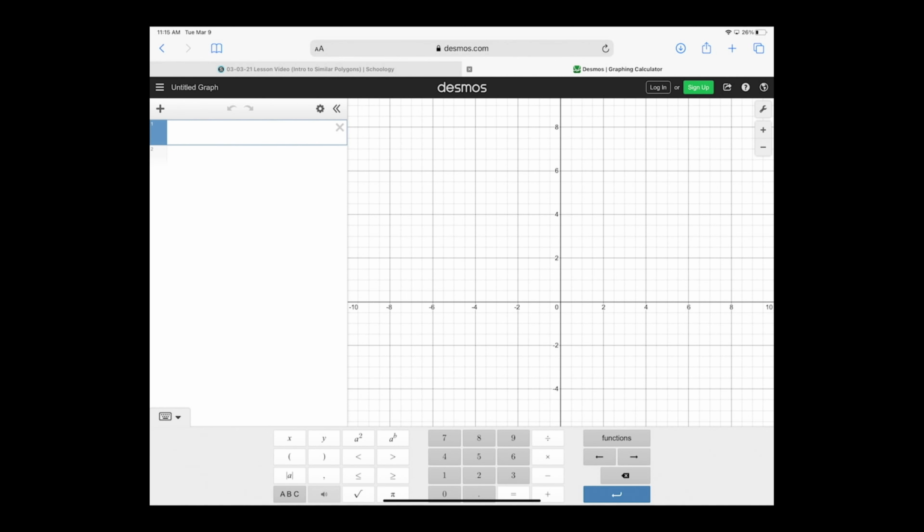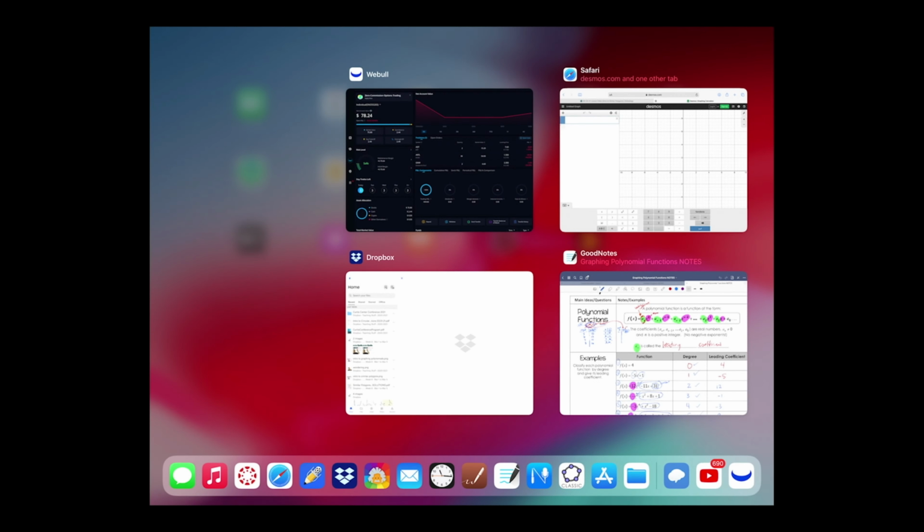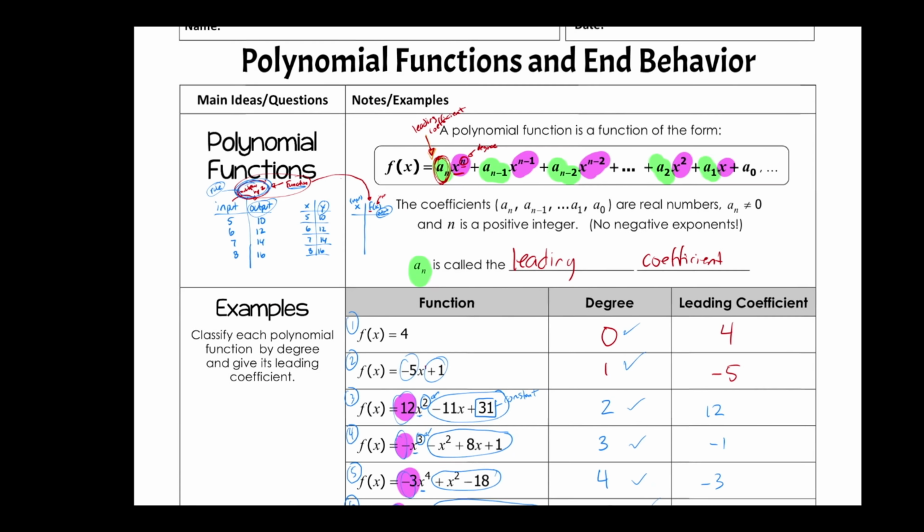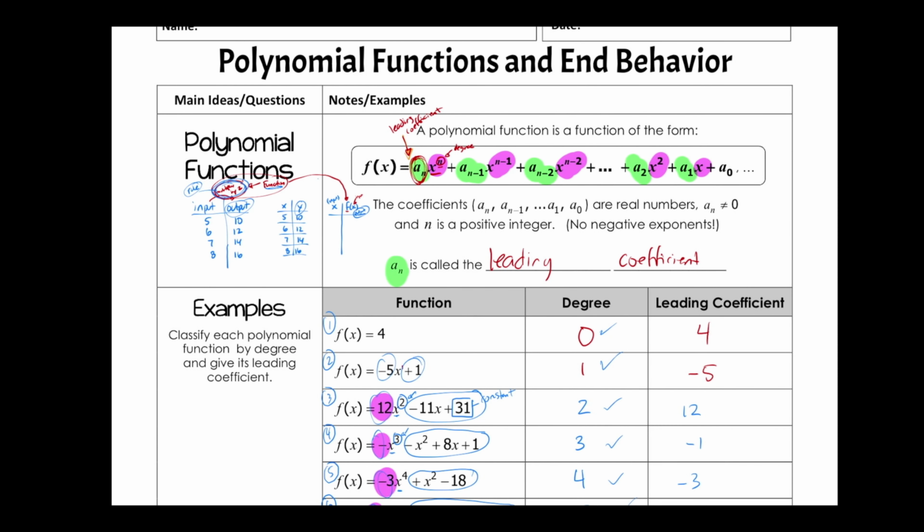So the first thing we looked at was the leading coefficient. That's going to be important to understanding what's going on in some of these graphs. Sometimes you'll be able to look at a polynomial and, without even graphing it on a graphing calculator, tell a few things. One of those things is the degree and the leading coefficient. That's the first thing we talked about, because those tell us things.